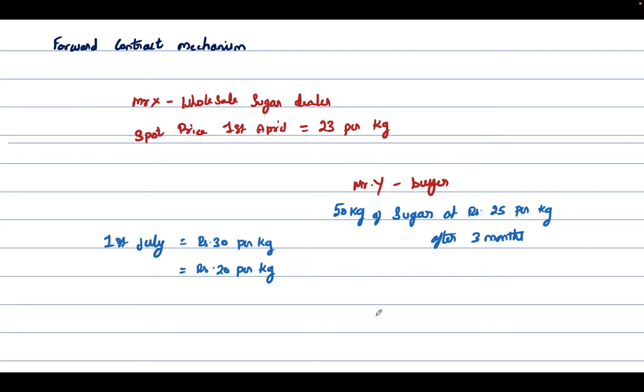So the important terminology used in forward contract: the first one is underlying asset. This refers to the asset on which the forward contract is made. The long position buys the asset in the future and the short position sells the asset in the future. So can you tell me which is the underlying asset in this example?